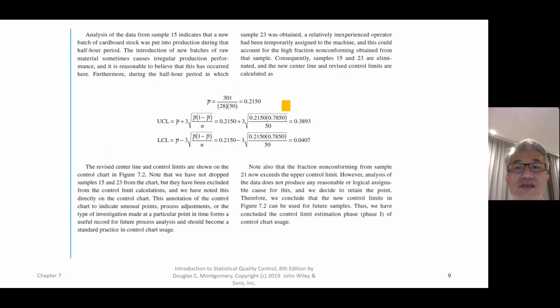Therefore, we conclude that the new control limits shown in Figure 7.2 can be used in the subsequent period of time for future samples. So we have concluded that the control limit estimation, Phase 1 of the control chart usage, has now been done.